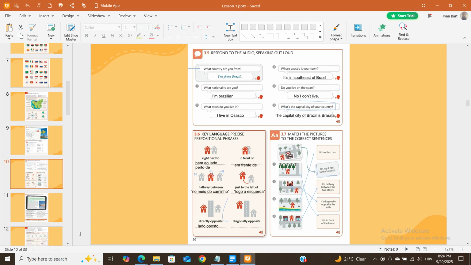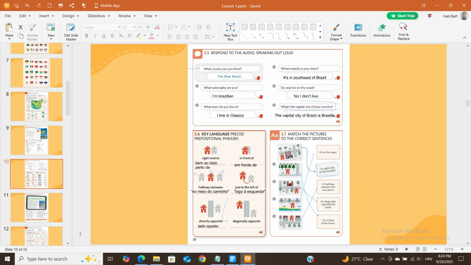Diagonally opposite. It's on the coast. It's right next to the hospital. It's halfway between the two stores. It's diagonally opposite the castle. It's in front of the forest.